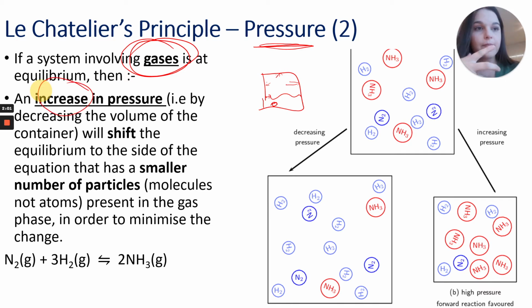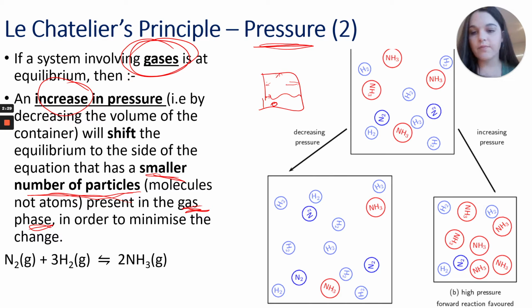So we increase the pressure. What's going to happen? Our system responds to minimize the change by shifting to the side of equilibrium that has the smaller number of particles in the gaseous phase. So it's really important that it's about the particles in the gaseous phase. So we don't care about solid, liquid, aqueous when it comes down to changing the pressure.